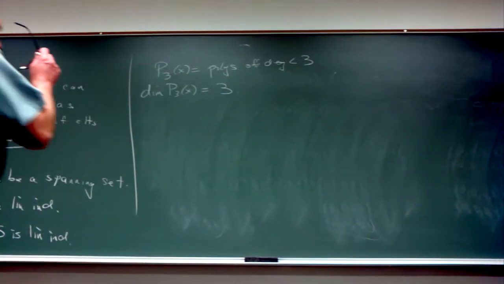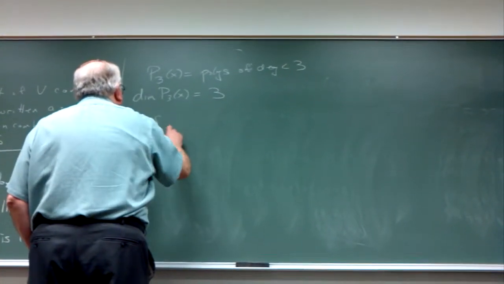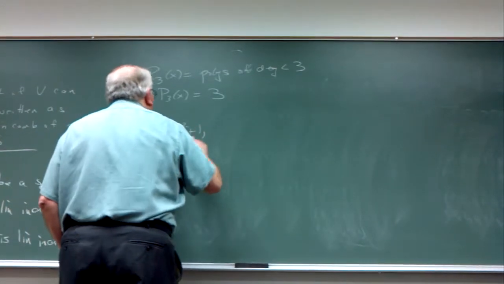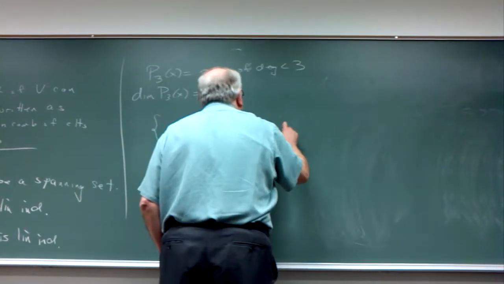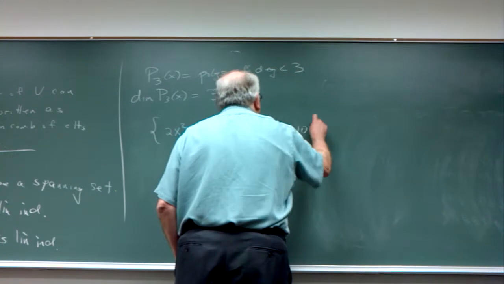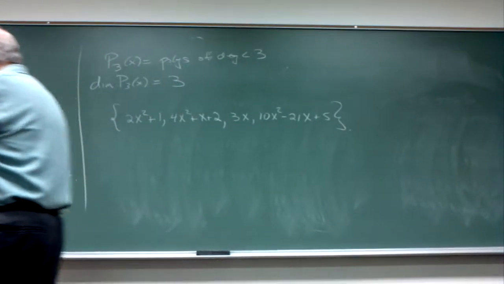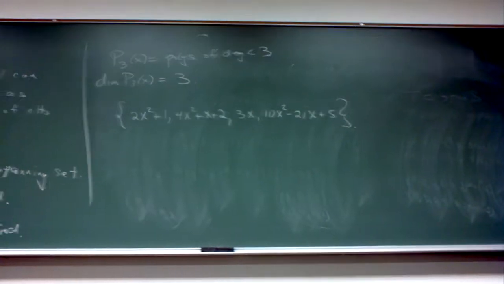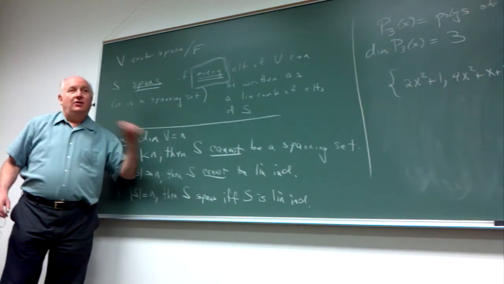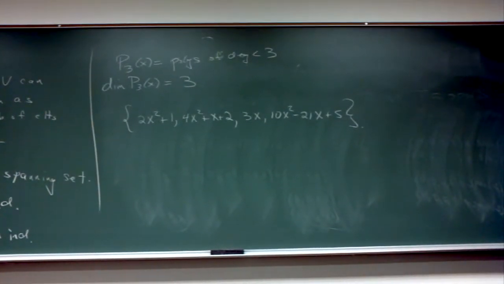And which set did you have in mind? Number 23? Yep. Okay, so what were the polynomials in there? 2x squared plus 1, 4x squared plus x plus 2, 3x, and 10x squared minus 21x plus 5. Okay, so we're in a 3-dimensional space, and we've got 4 elements. Since the number of elements is more than the dimension, you can't be independent. Equivalently, you're dependent. Now, what about spanning?